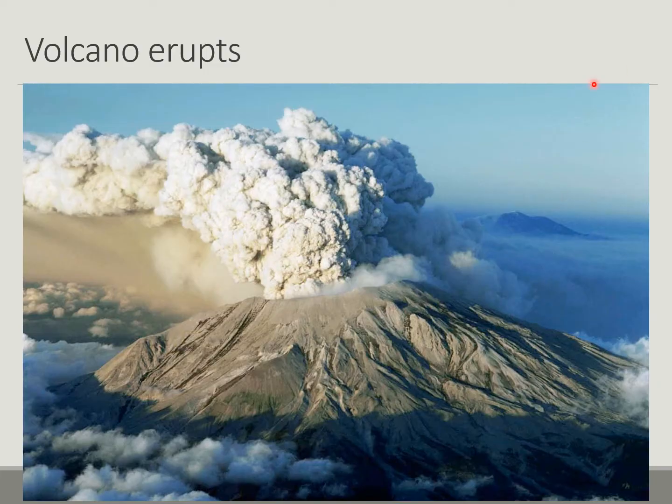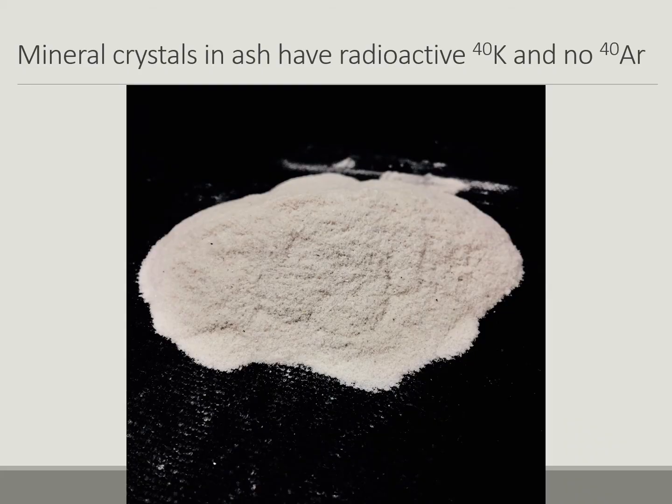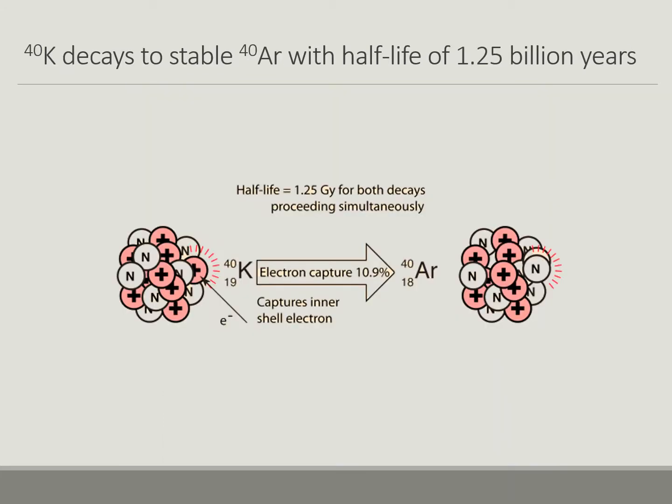Okay, so how potassium argon dating works is, well, first the volcano erupts and spews all of this ash, right? And initially, the mineral crystals in the ash have radioactive potassium-40, but none of the daughter product argon-40. And that's because the immense heat of the volcanic eruption actually drives off any argon in the crystal. Over time, the radioactive unstable potassium-40 decays to the stable daughter isotope argon-40 with a half-life of 1.25 billion years. Long, long half-life.